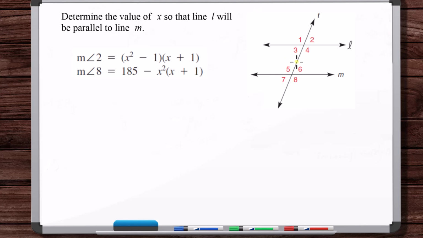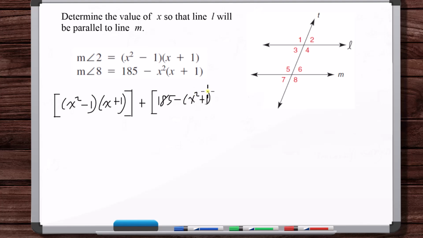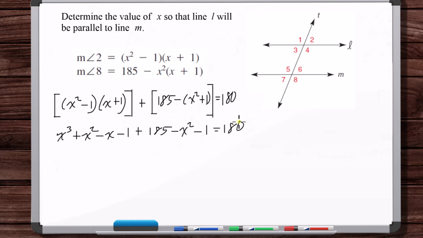Okay, angle 2 and angle 8 are exterior angles on the same side of the transversal. So these two need to be supplementary. So we can think about, we've got this entire measure of this angle here, of angle 2, and then add that to this entire measure here of angle 8, and that needs to be equal to 180. So, okay, let's distribute this here. X cubed plus x squared minus x minus 1 plus 185 minus x squared minus 1 is equal to 180.